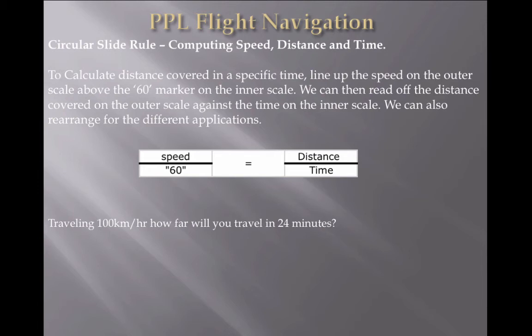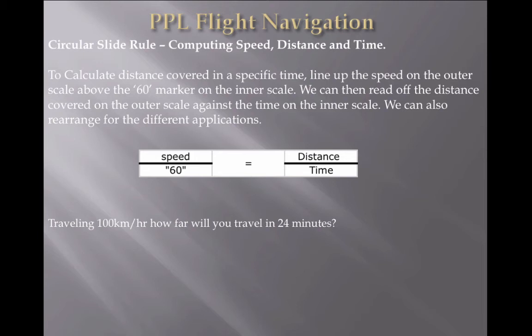First question for you. Travelling at 100 kilometers an hour, how far will you travel in 24 minutes? Now, as we spoke about before in the previous video, the one thing that we don't get is orders of magnitude from the slide wheel. So we have to have a rough idea. We know that at 100 kilometers an hour, we travel 50 kilometers in half an hour. So we've got our order of magnitude now, and we know roughly what we're looking for. We know that it's going to be slightly under.